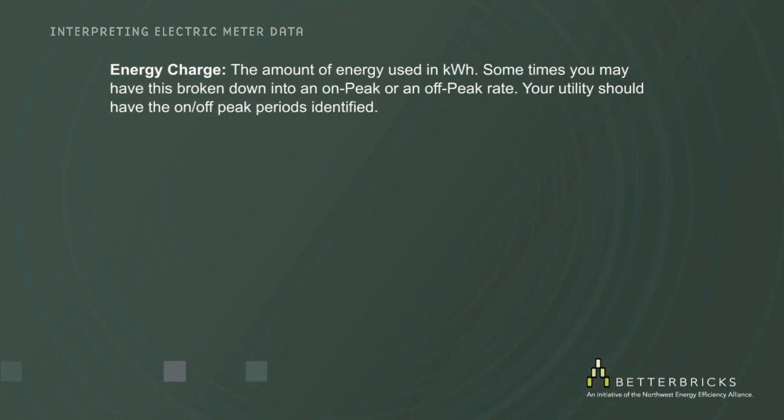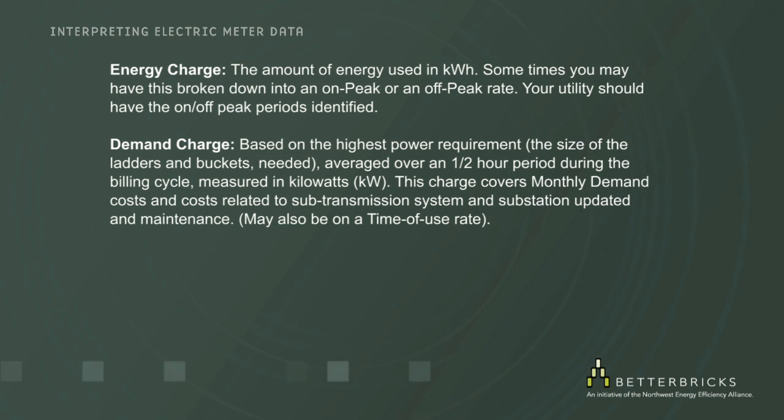Your energy charge is the amount of energy used in kilowatt hours. Now sometimes you may have this broken down into an on and off peak rate. Your utility should have the information so you'll know when your on and off peak periods are so you can identify them. When you're trying to figure out about how much you're using on and off peak, and how you can possibly shift energy from an on peak period to an off peak period, you'll need to have those periods identified for you.